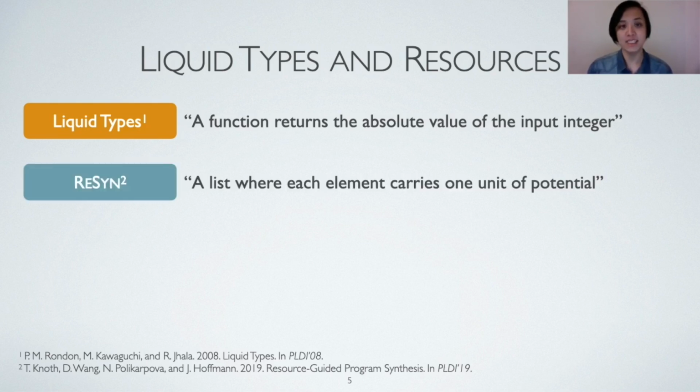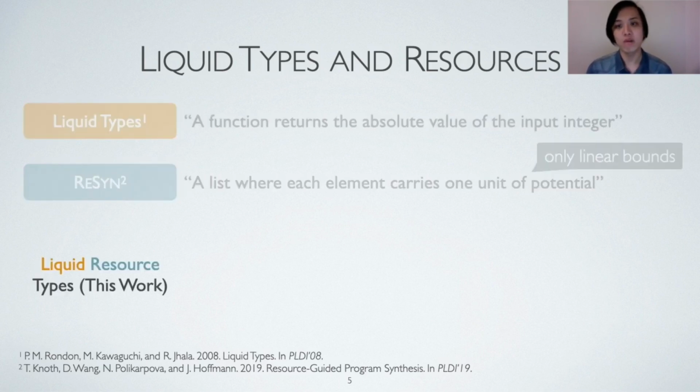Prior work, Resource, augments an existing liquid type system with a simple construct. Types can be annotated with potentials. For example, a list where each element carries 1 unit of potential. Potentials can be used to pay for the cost in the program. So if a function consumes all the potential in the list, the cost bound is linear in the length of the list. A major limitation of this type system is that it only supports linear bounds.